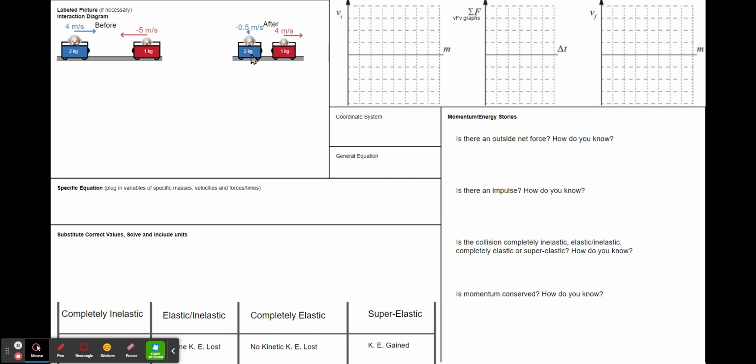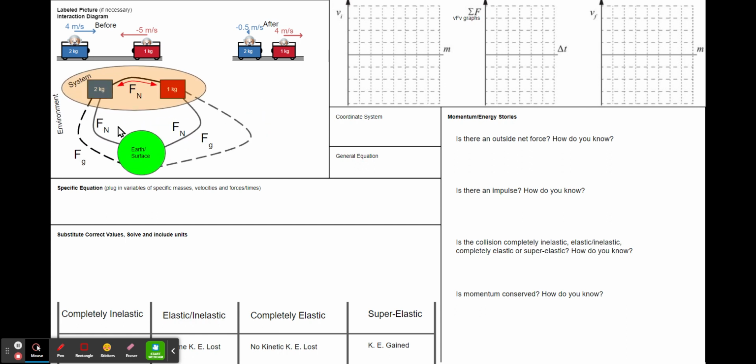After the collision, the 2 kilogram cart is moving at negative 0.5 meters per second, and the 1 kilogram cart is moving to the right at 4 meters per second. Then we draw our interaction diagram. Each object has a normal force and a force due to gravity that they experience from the Earth and the surface. In addition, they experience a normal force between each other when they collide.